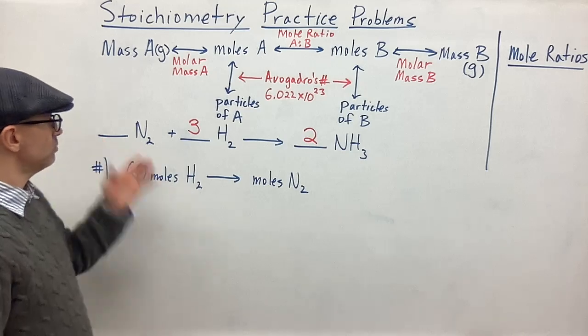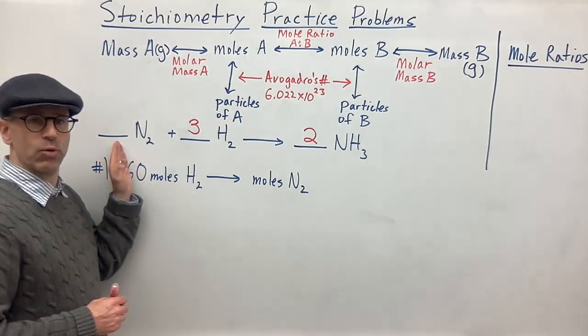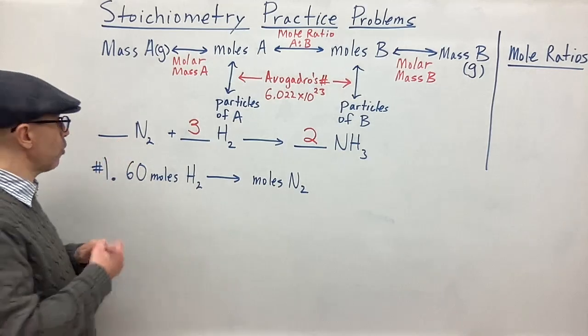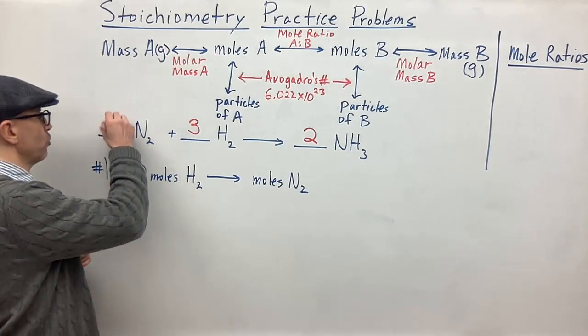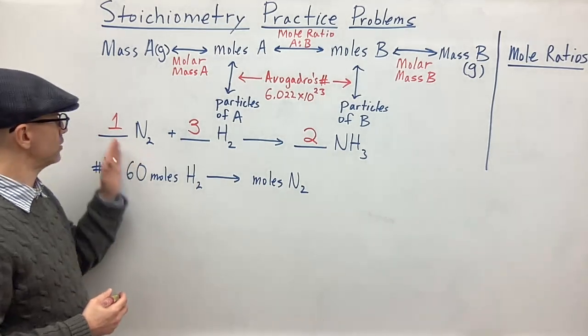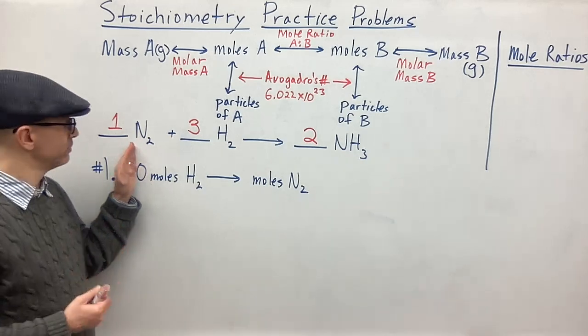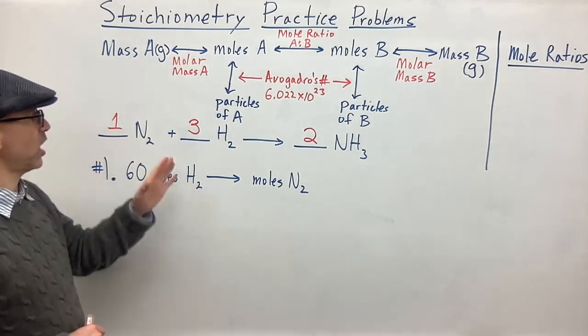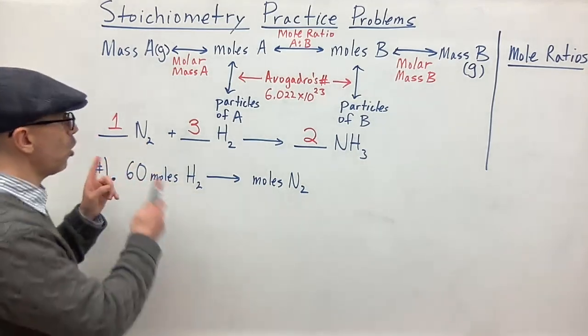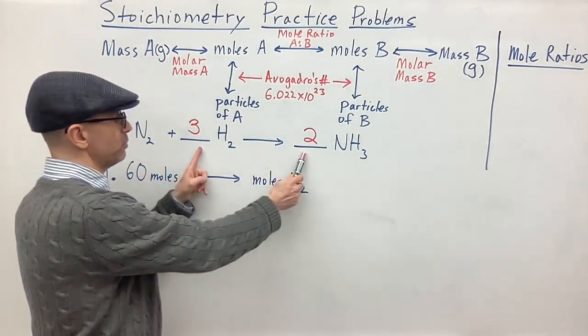Okay, so we don't usually write ones here, so if it's blank, that's a 1. Or if you want, you can write a 1, but we usually don't write ones for substances that just have 1. So here's our balanced equation. Now we can get our mole ratios. The mole ratios come directly from the coefficients.